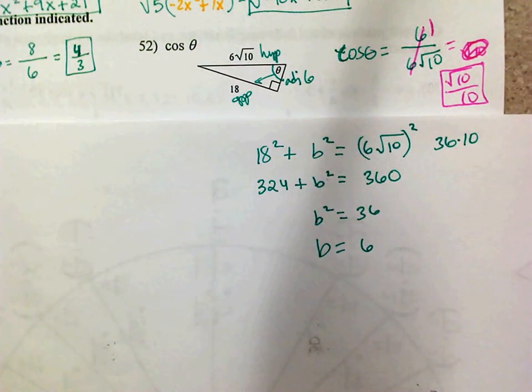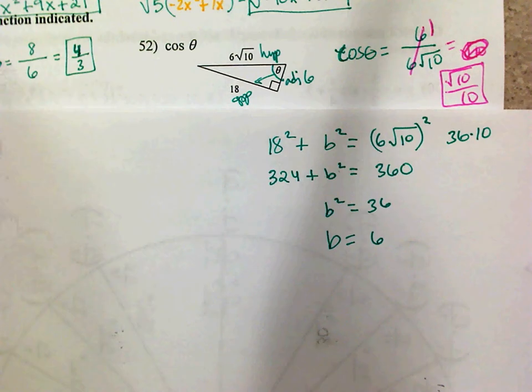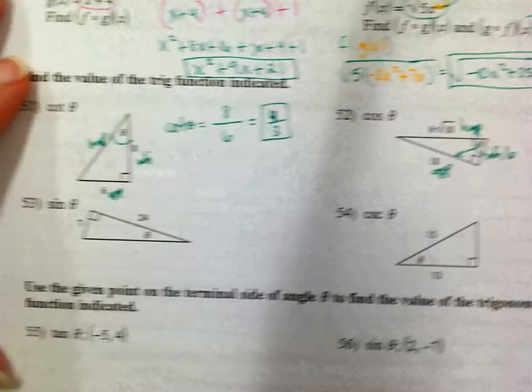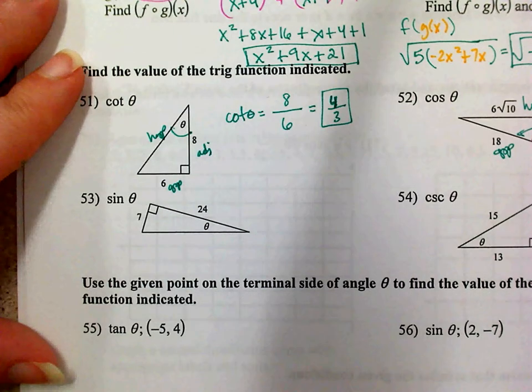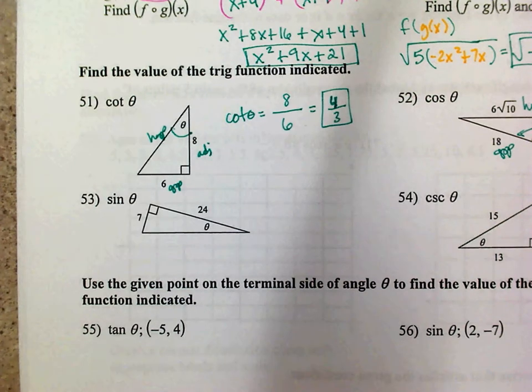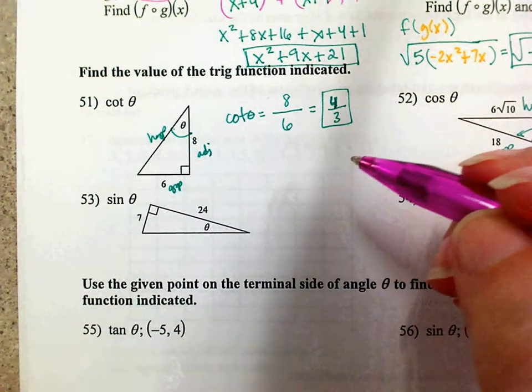Okay. On 53. Do you remember Pythagorean triples? What Pythagorean triples do you know? 3, 4, 5.